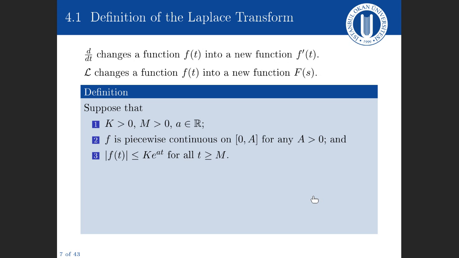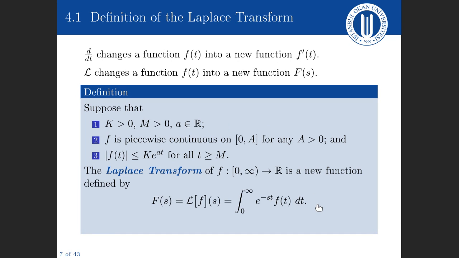So let's do the definition. First of all, I need to be careful because this is only for, in inverted commas, nice functions. Don't worry too much about these. We have a piecewise continuous function which doesn't get too big, basically this says. Then the Laplace transform of small f is a new function called capital F, which is given by this formula. It's the integral from 0 to infinity, e to the power minus st, small f of t dt.